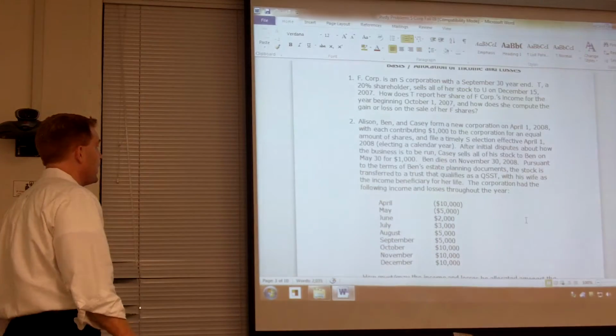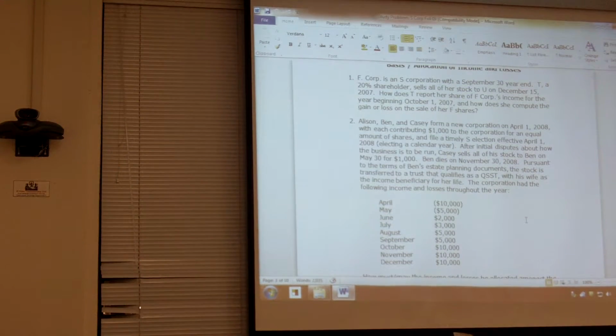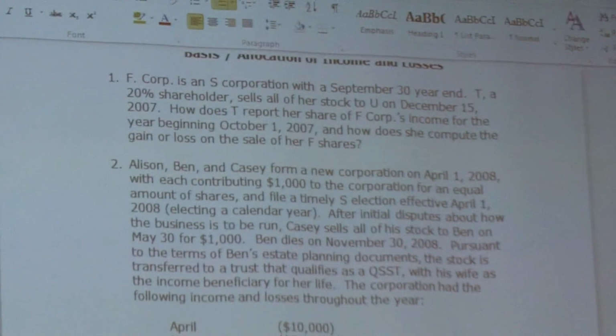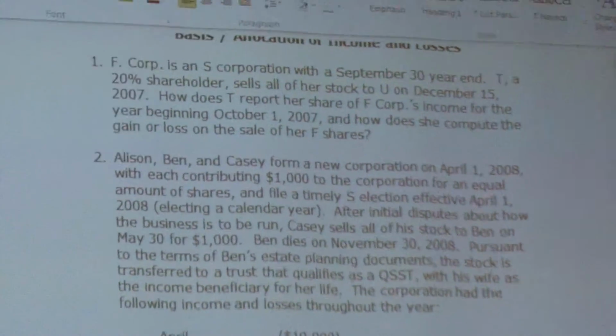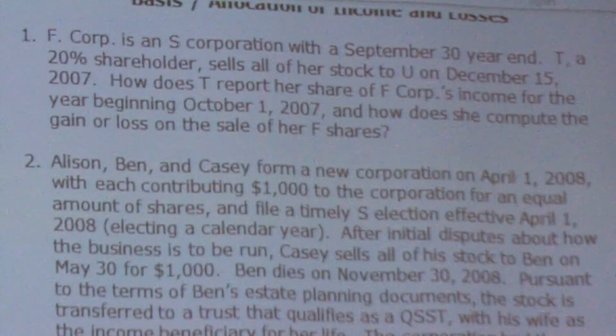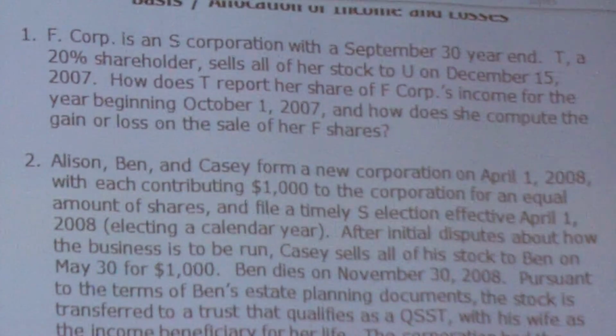So let's look at this next step, basis allocation of income and losses. F Corporation is an S corporation with a September 30 year end. T, a 20% shareholder, sells all of her stock to you on December 15th, 2007. How does T report her share of F Corp's income for the year beginning October 1, 2007, and how does she compute the gain or loss on the sale of her F shares?